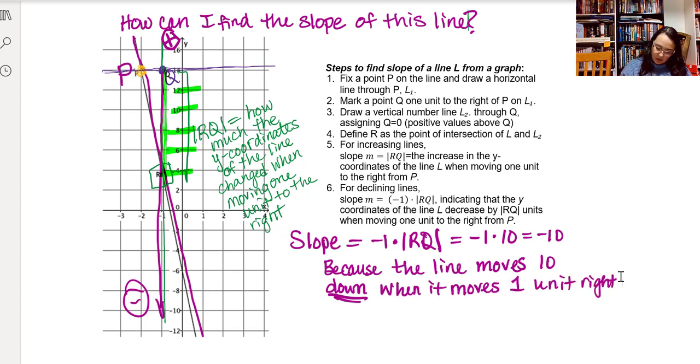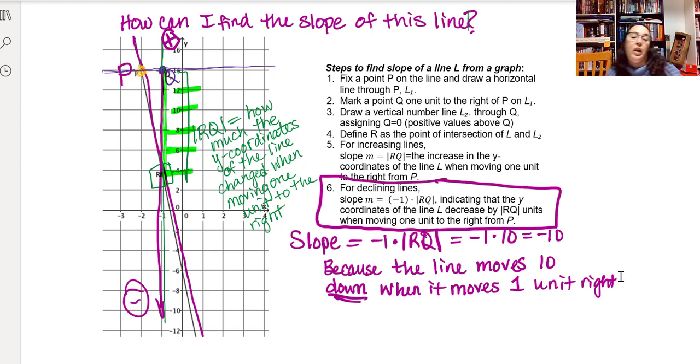So in this way, for declining lines, just by multiplying the length of the distance, or the length of RQ, or the distance between R and Q, by a negative number to indicate the fact that the movement was in the negative direction, we can assign a negative slope value to a line that is left to right declining.